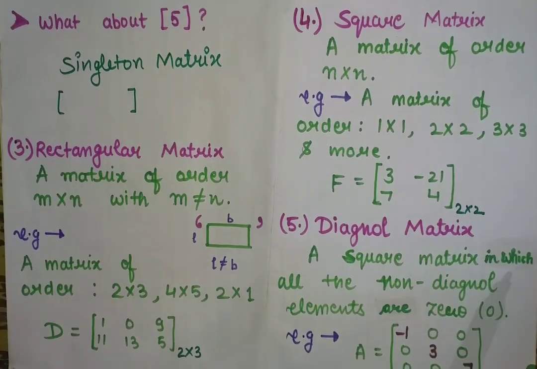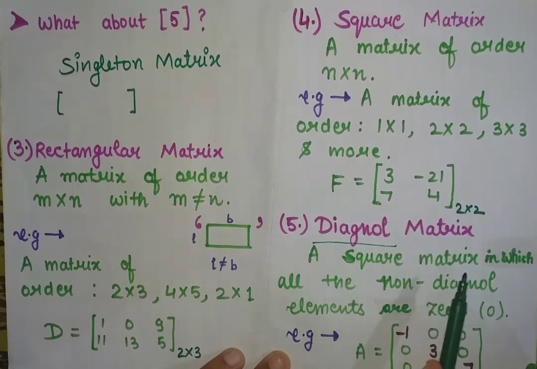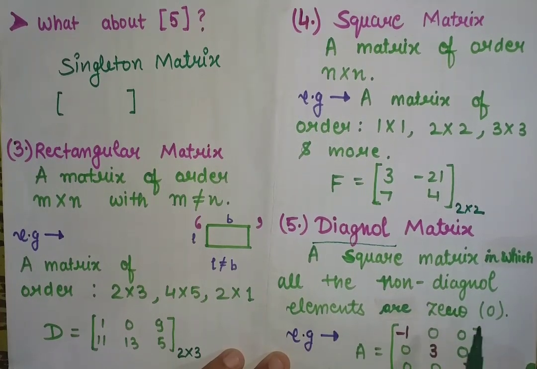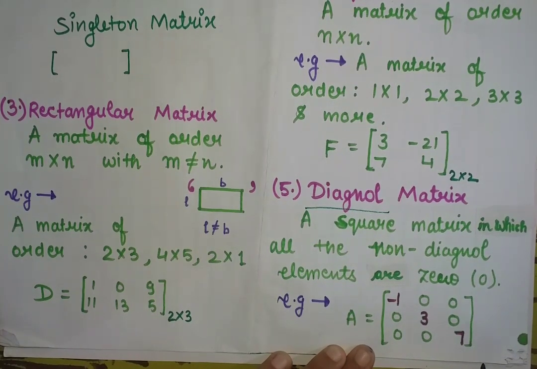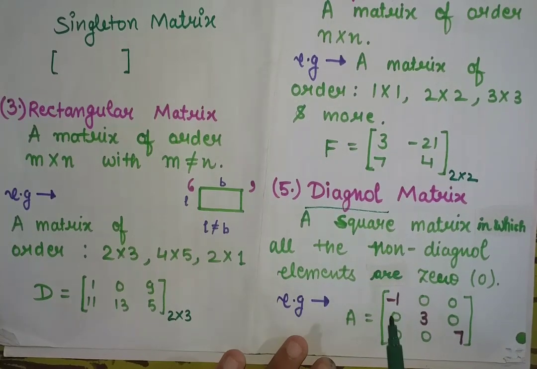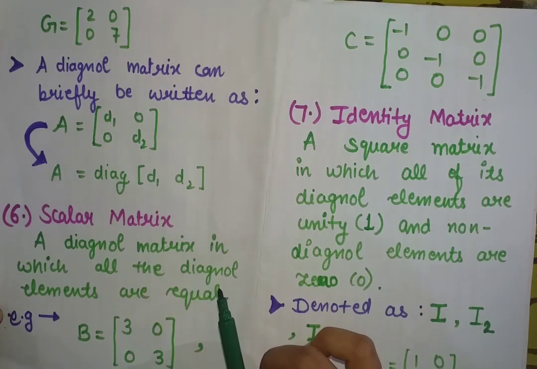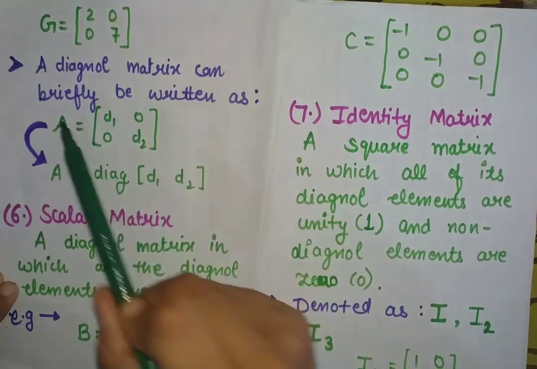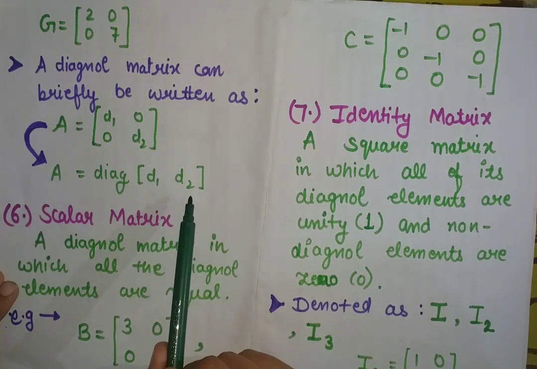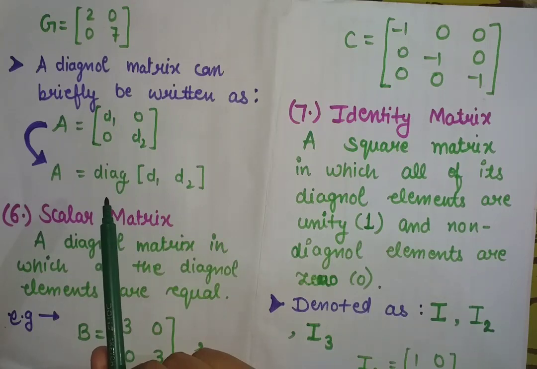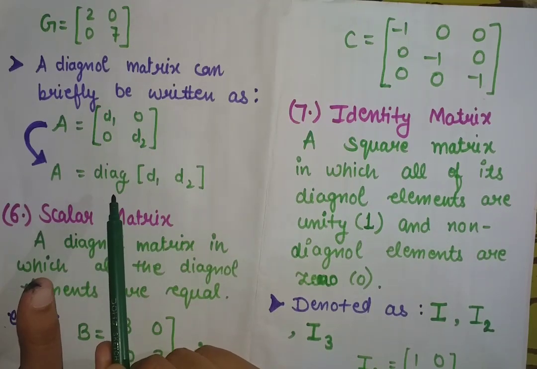Diagonal matrix. Do you remember the terms we learned in the previous video? Yes, because the diagonal word comes now. A square matrix in which all the non-diagonal elements are 0 is known as a diagonal matrix. This example is for diagonal matrix. -1, 3, 7 are diagonal elements, but the non-diagonal elements are 0. Therefore, this is a diagonal matrix. Another example, G is equal to this. A diagonal matrix can briefly be written like this, writing all the diagonal elements within the braces and an abbreviation of the diagonal word outside the braces.